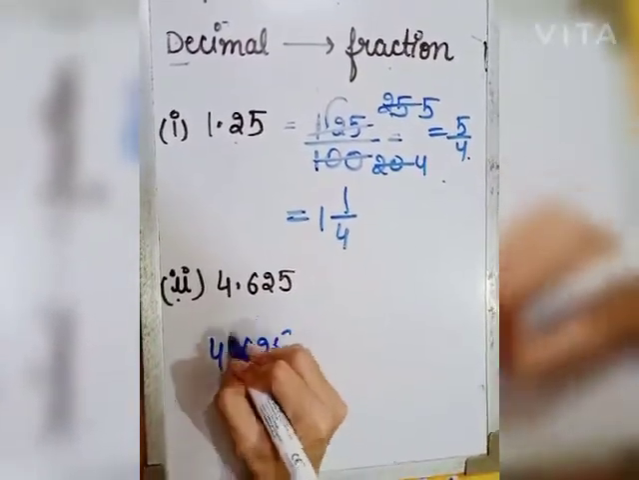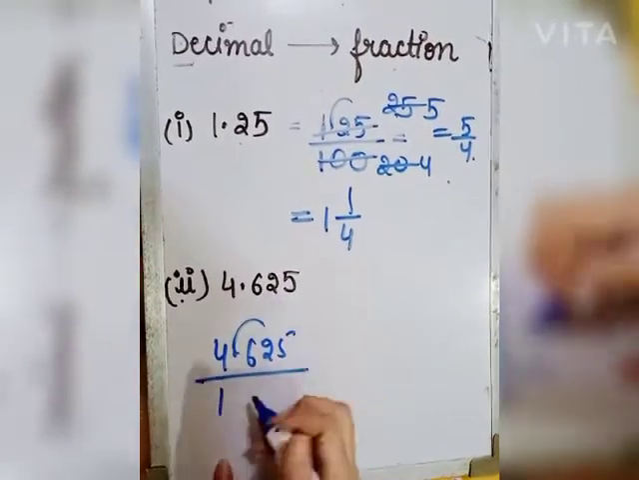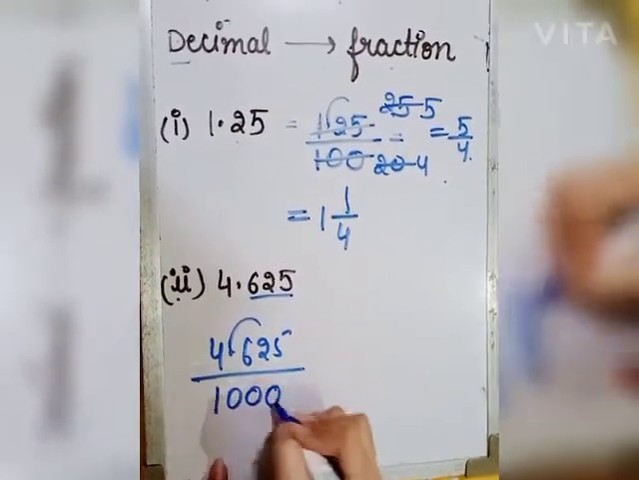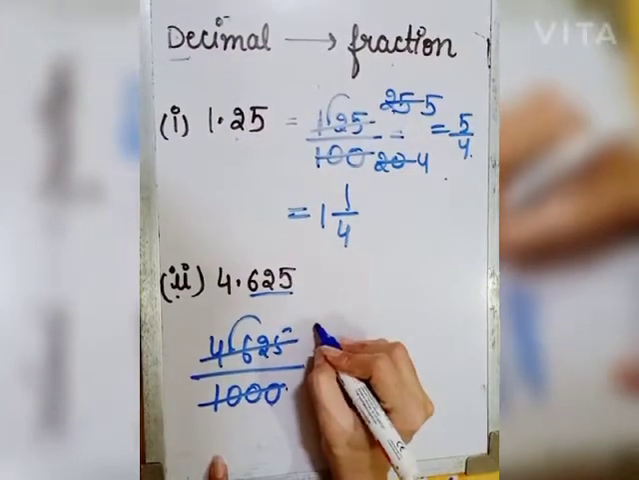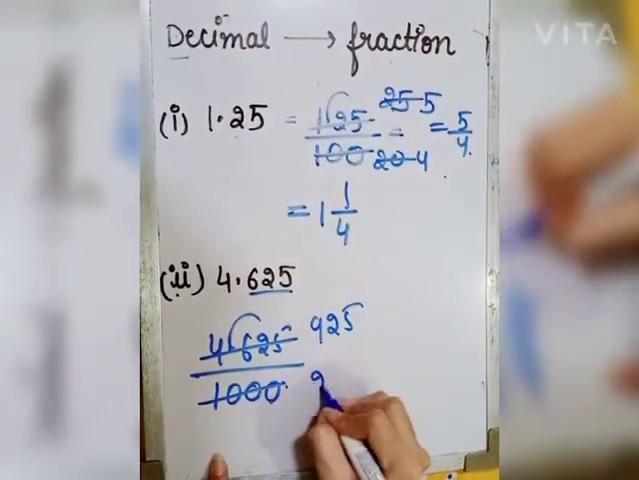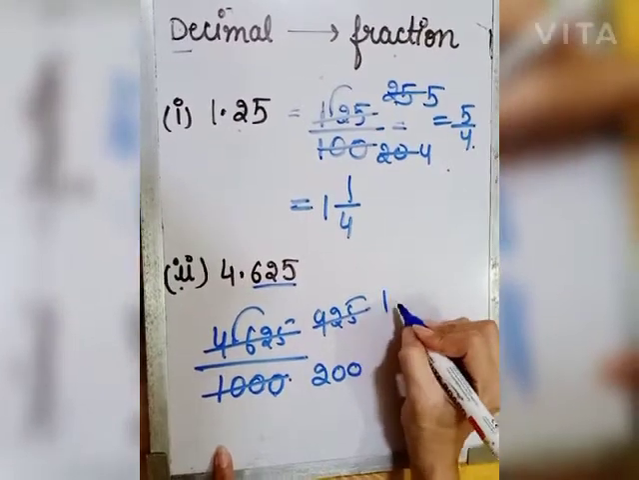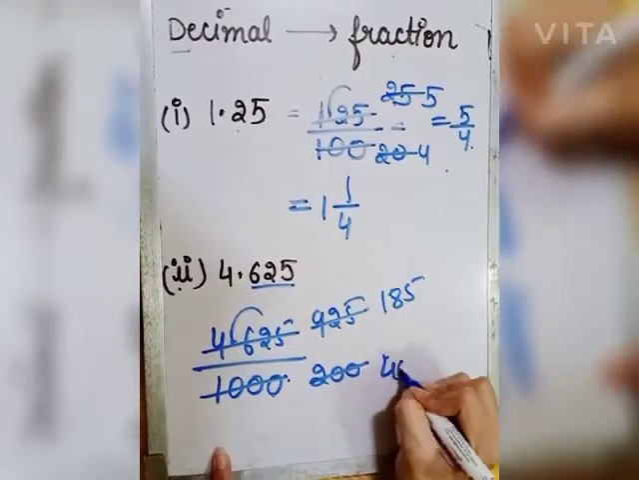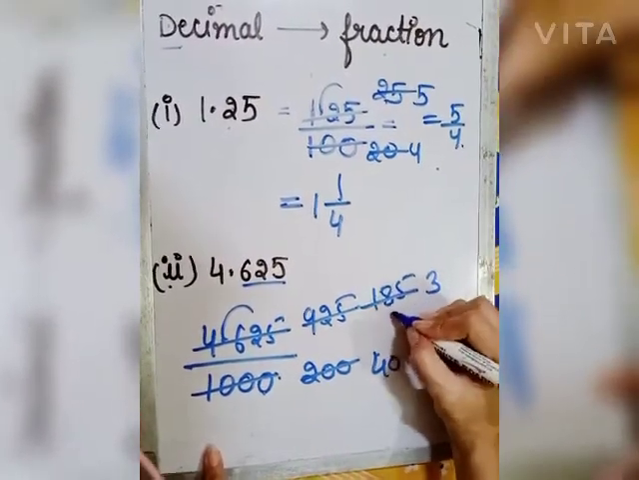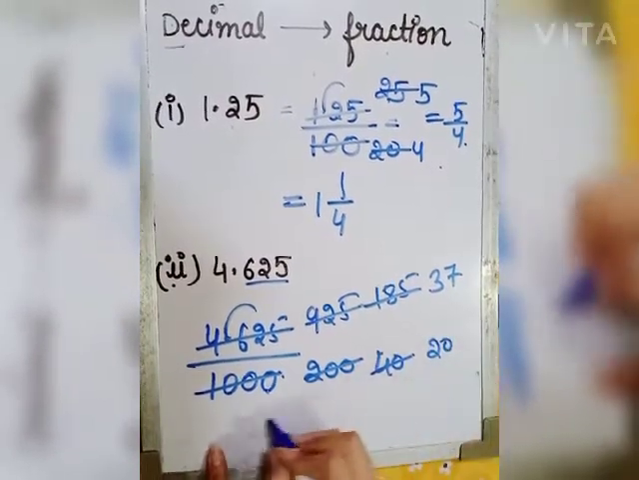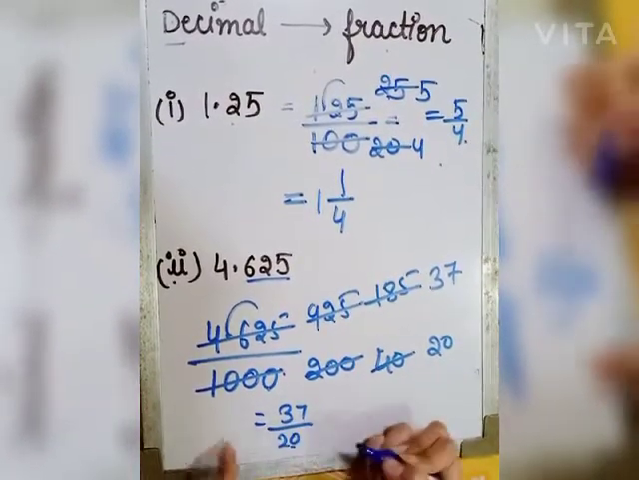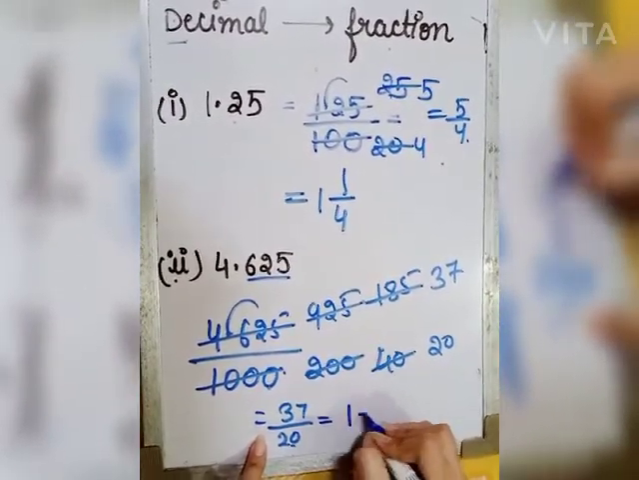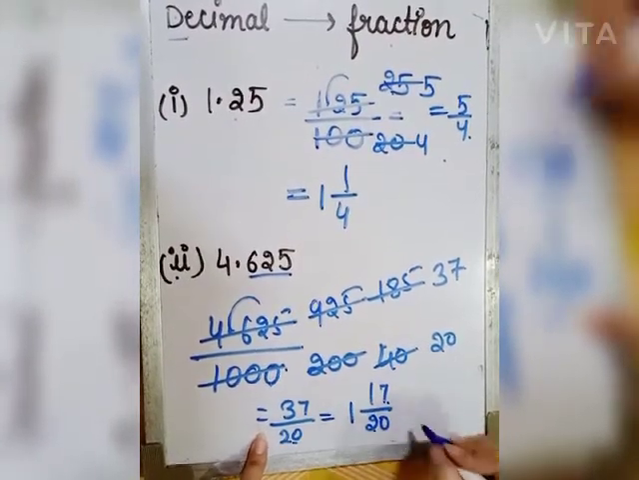First of all, remove the decimal. After removing the decimal, we will write 3 zeros in the denominator and convert it into the simplest form. So 5, these are 15. It is 37 upon 20 and it is the improper fraction. So we will convert it into the proper fraction. It is the answer.